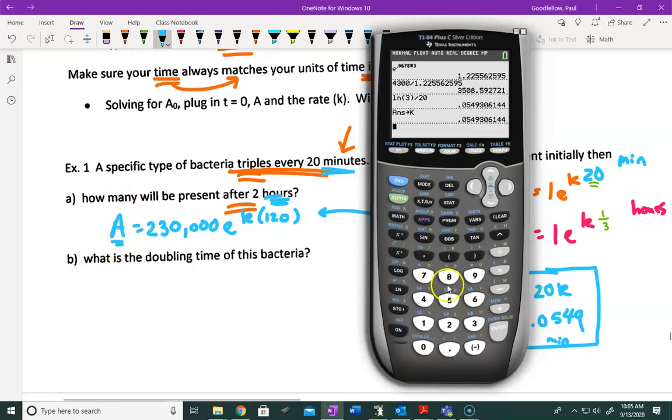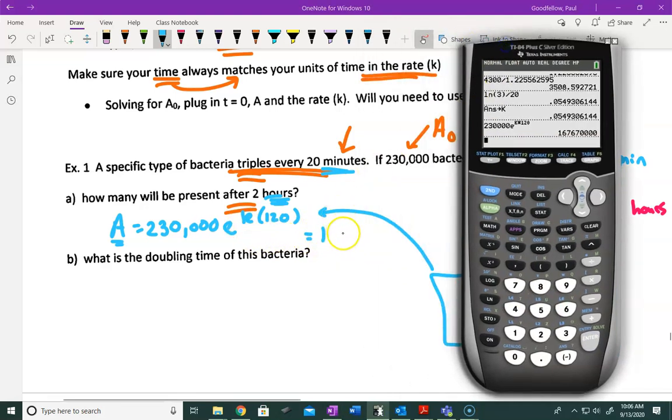Now, if I plug this in, this is a plug and chug looking for a final value. 230,000, I think that's enough zeros, times e to the alpha k, again, this takes away the idea that you have to plug it in every time, times 120 would tell me that there happens to be a whole lot of bacteria in this case. 176,712,34... What are we talking about here? We're talking about 176 million in just 2 hours.